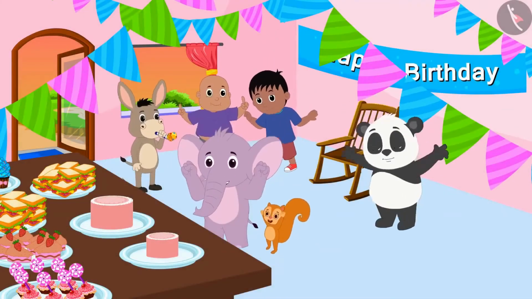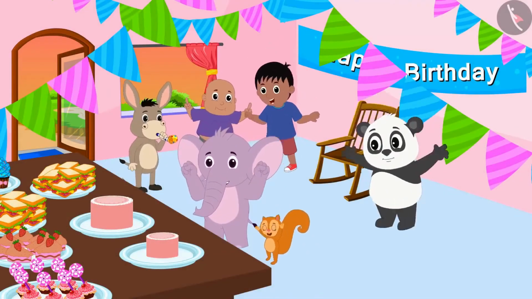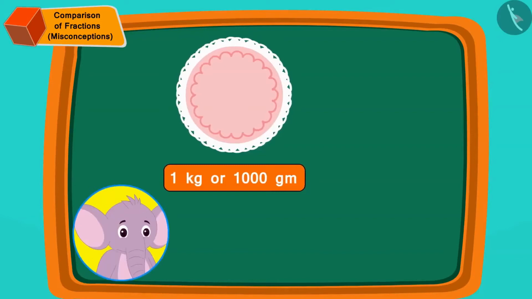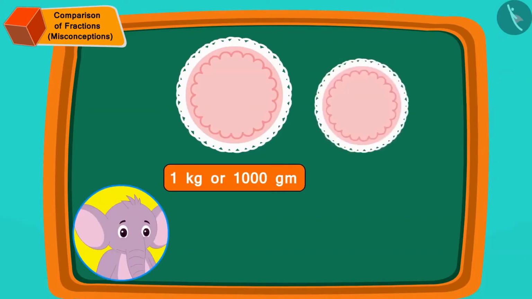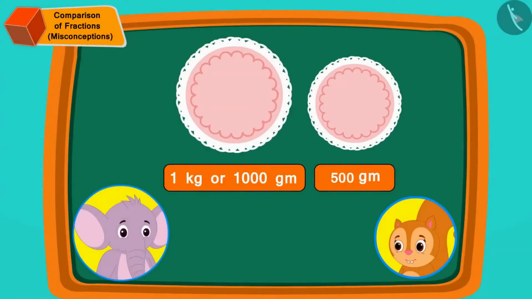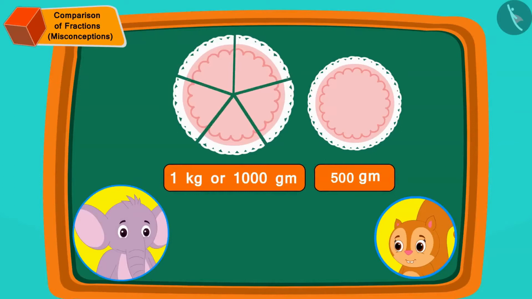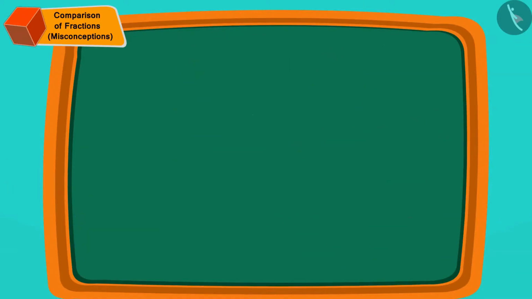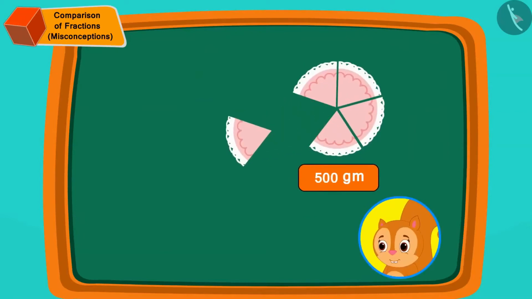Today, Appu and Chanda are celebrating their birthday together. A 1 kg cake like this has been brought to celebrate Appu's birthday, and a small 500-gram cake of exactly the same design has been brought for Chanda. Both cut their respective cakes into 5 equal pieces. Appu gave 1 piece of his cake to Raju, and Chanda gave 1 piece of her cake to Bablu.